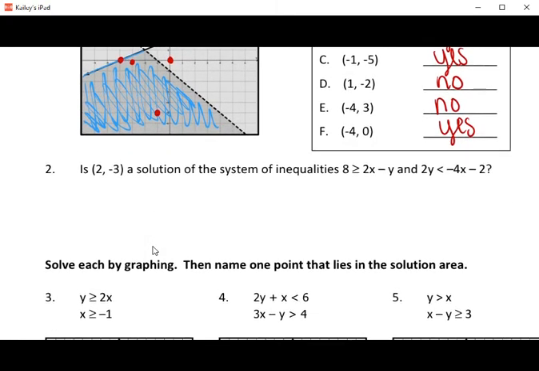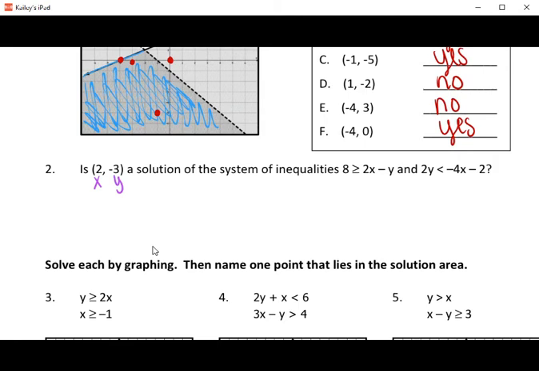Okay, next we are asked, is 2, -3 a solution to the system of inequalities? That's written right here. So we did this a little bit in our notes from the previous lesson. We are going to figure out if this is a solution by plugging in the ordered pair. So I have an x value of 2 and a y value of -3. And I'm going to plug that into both inequalities. And I'm going to be looking to see if it makes a true statement.